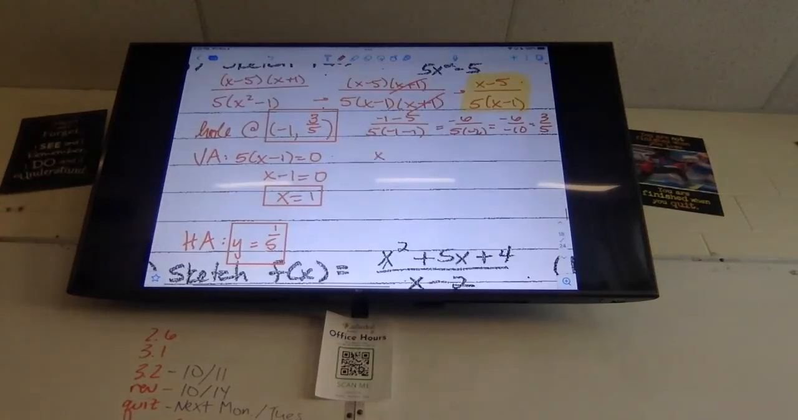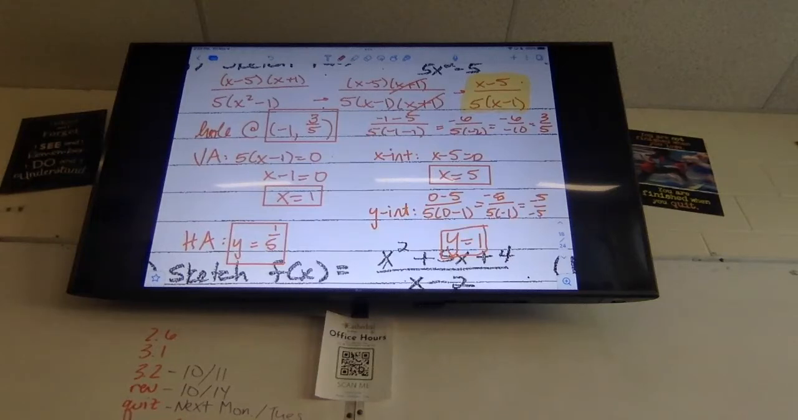All right, x-intercept, you set the numerator equal to 0, so x minus 5 equals 0, so x equals 5. And then y-intercept, that's where we plug 0 in for all of the x's, so 0 minus 5 over 5 times 0 minus 1. That becomes -5 over 5 times -1. Oh, or -5 over -5, which just is 1. That's easy.